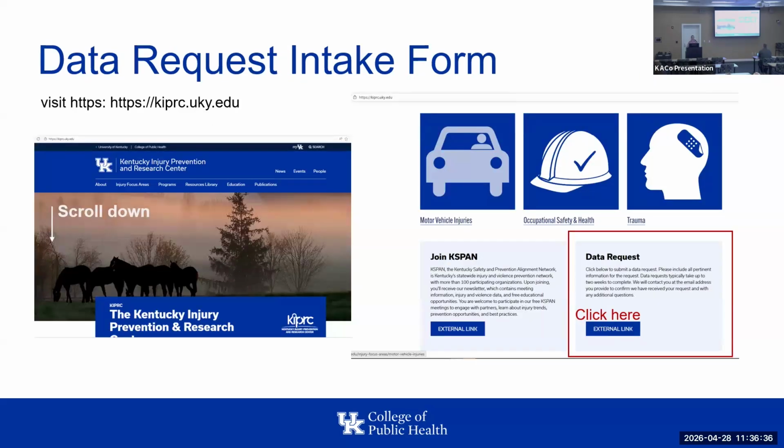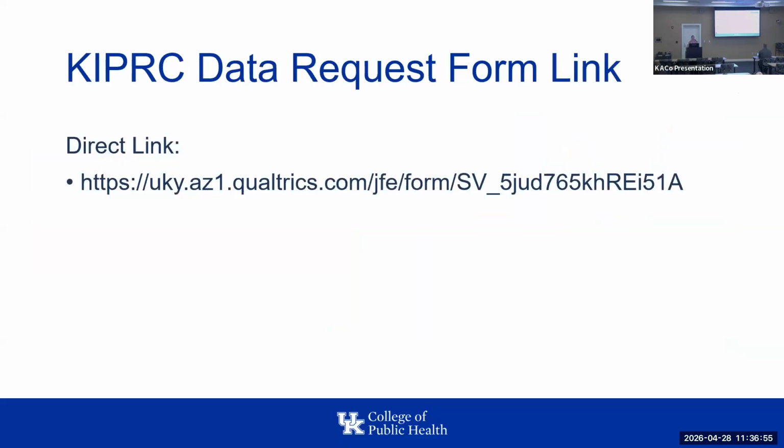If you don't see the data that you're looking for for your specific program, you can submit a data request to us. You can go to the KIPRC webpage, scroll down to the bottom until you see this data request and click that, and it will take you to a form, and we can get you more precise data for what you need. And here's a direct link to the Qualtrics form to submit a data request if you're interested.